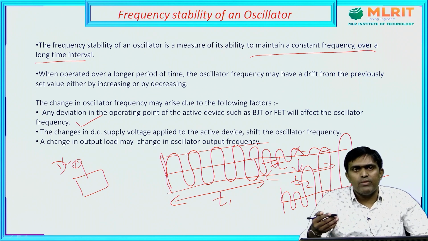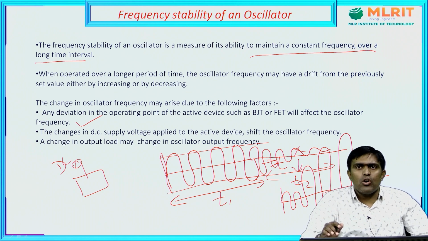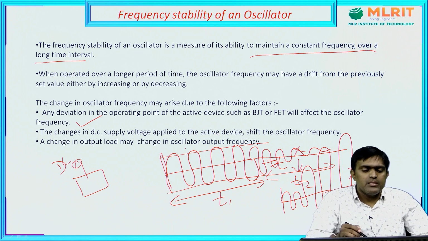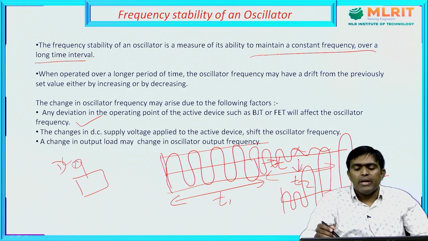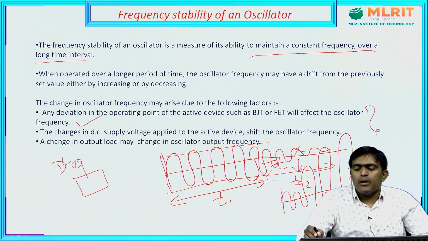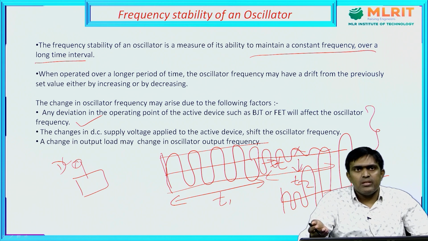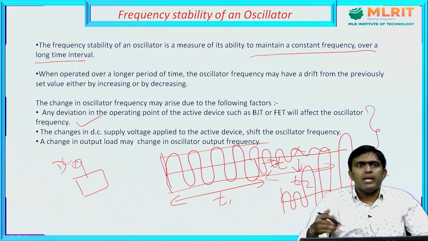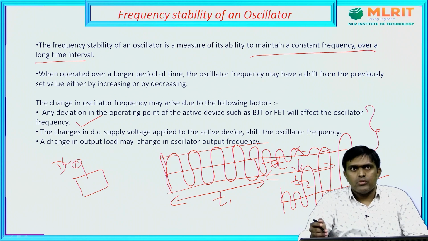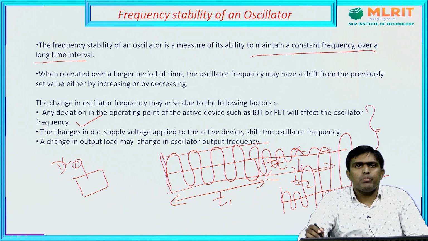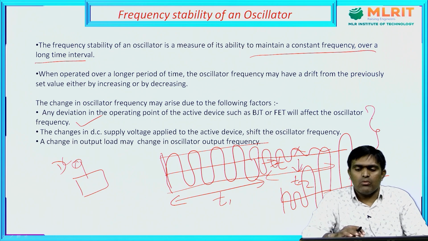If the output load changes, then the oscillator output frequency will also change. So these are the three main reasons why the output frequency may drift, or the frequency stability of the oscillator may vary. The first one is any deviation in the operating point, the second one is any change in the DC supply, and the third one is any change in the output load. So we want to make sure that these three remain constant throughout the circuit operation.